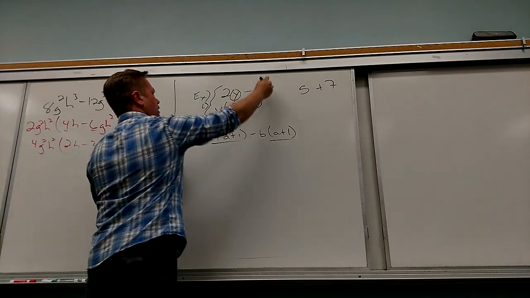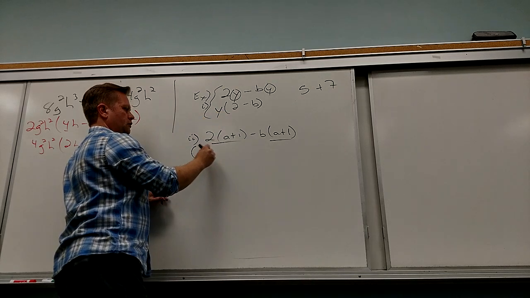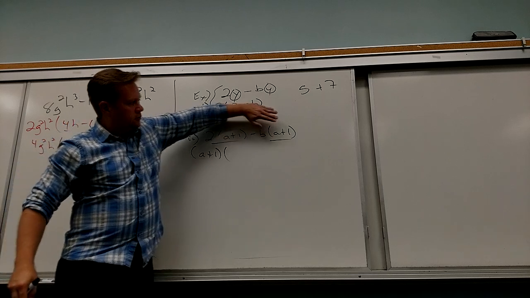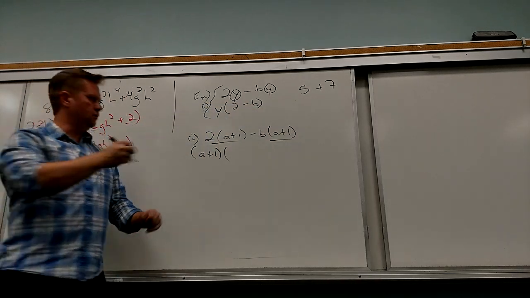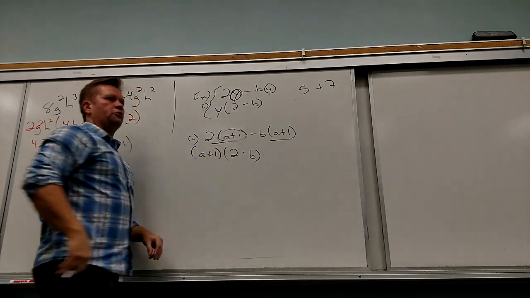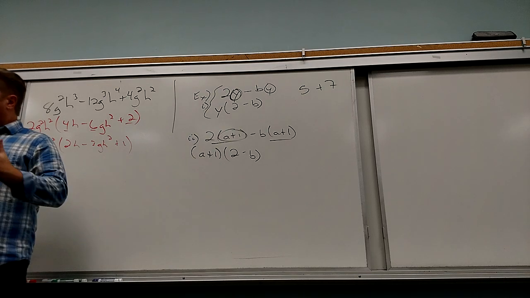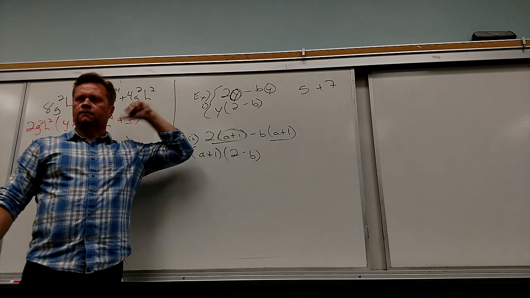So the same way these both had a y, so I took it out, I'm going to take out a plus 1. And what's left? B minus 2 minus b, the same way. So it's basically the same problem. The thing we got to get over is this and this, they both represent some unknown number. So they're both going to work the same way. This is one thing, the same way this is one thing.